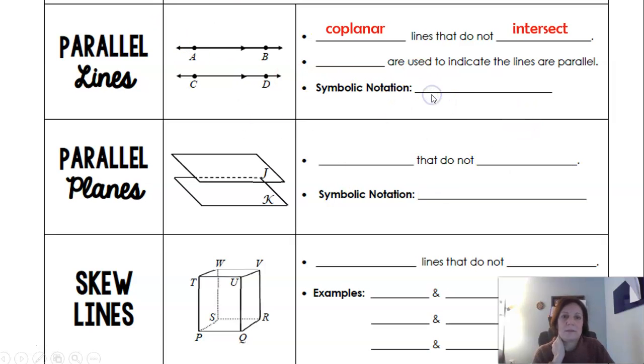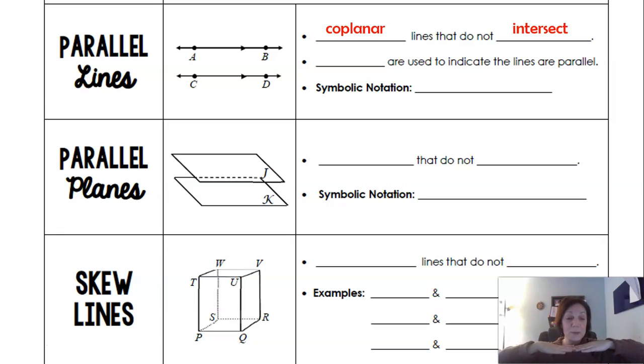Okay, so let's write a few things down. Parallel lines. Very important definition here. Lines that do not intersect is the old definition that we've been using, right? Now that we're big kids, this is the big word, coplanar. Coplanar lines that do not intersect. Now, if you remember the definition of this word from back when we talked about points and lines and planes, way at the beginning of the year, remember what coplanar means. It means on the same plane, right?